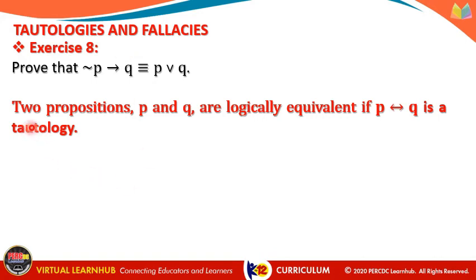Two propositions P and Q are logically equivalent if the biconditional of P and Q is a tautology. So let's say you want to prove that these two are logical equivalents. One way of doing that is by getting the biconditional of these two. And if what you got is a tautology, then you can say that these two are logically equivalent. All right, let's prove that.